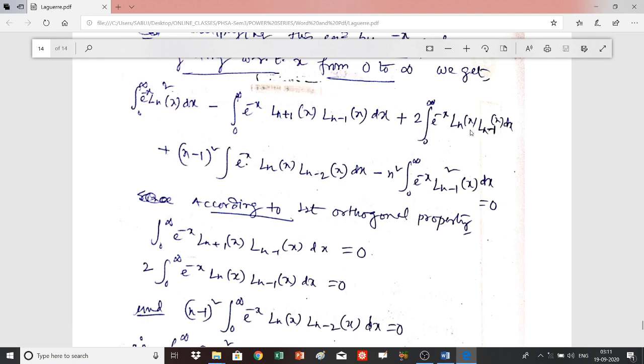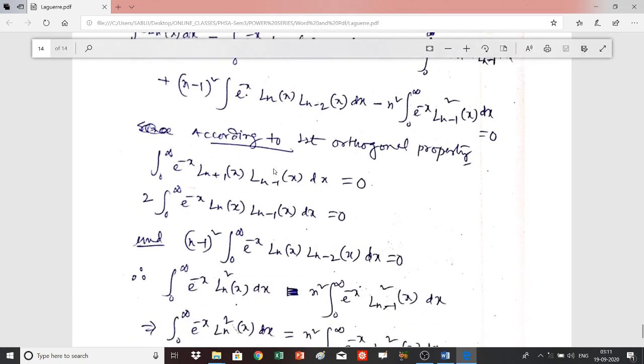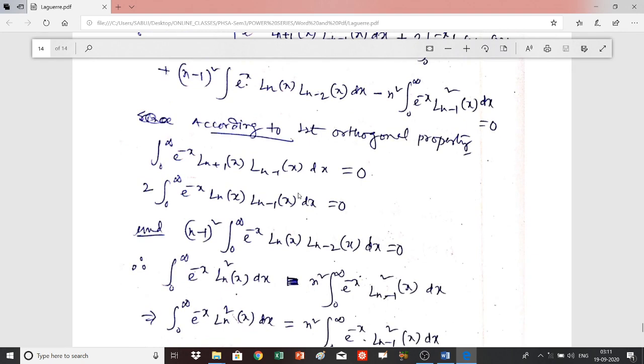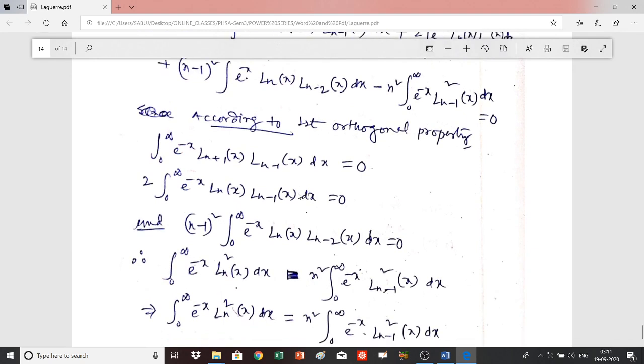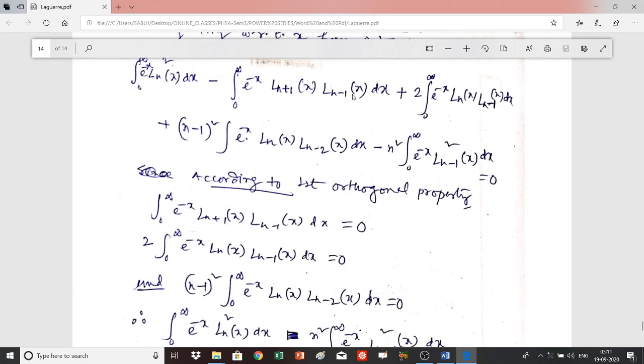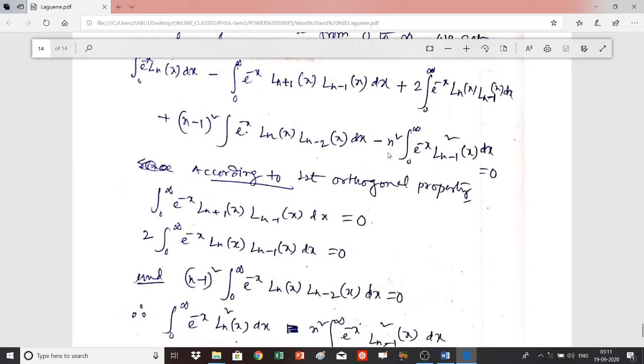And also from this, n and n minus 1 are different values of n, so this will also give you a null result. And from here also, this is n and this is n minus 2, so in this case the two n's are not equal, so this will also give you a null result. So this term and all these terms will give you a null result, according to the first orthogonal property. So from this relation, this expression, finally you get n square, as written here.